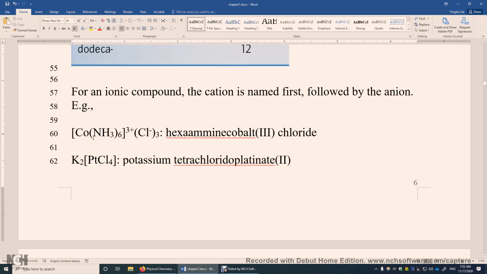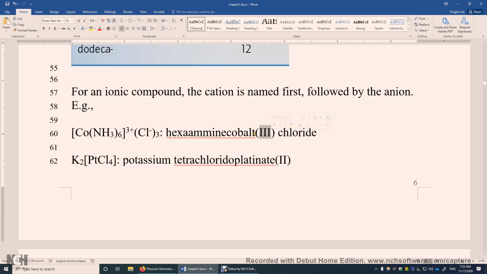Now let's try to name this. We have 6 ammonia ligands. So 6 is hexa. So it's going to be hexa, not ammonia, hexaammine. And then followed by the transition metal center, which is cobalt. Right after cobalt, you specify the oxidation number of the metal. It's plus 3.